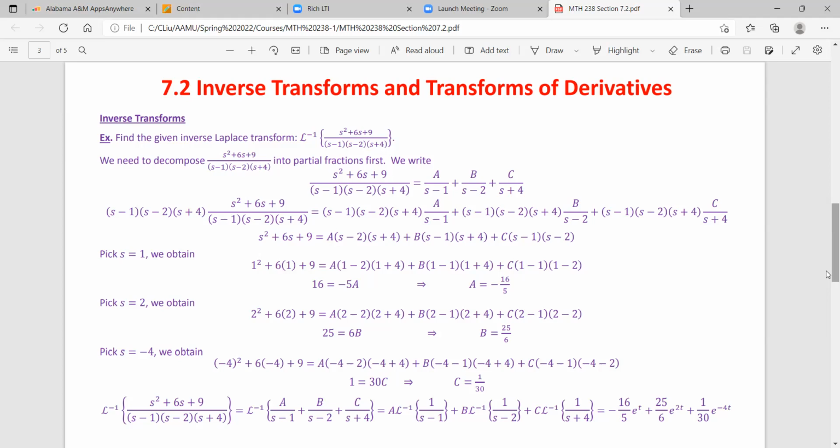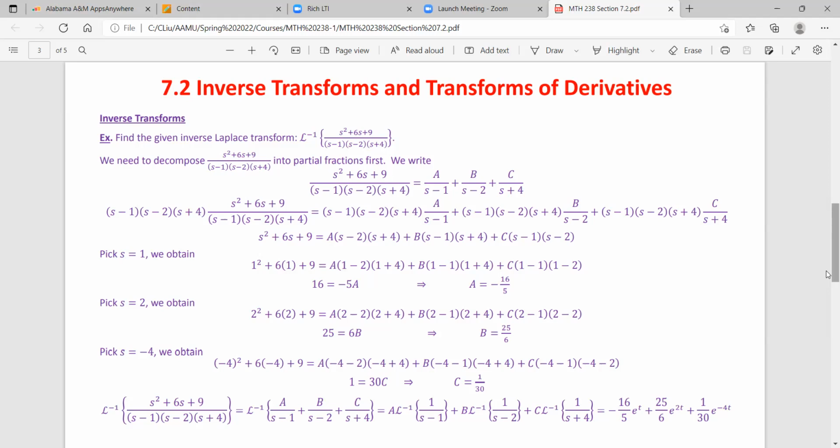So we got the equation: s squared plus 6s plus 9 over s minus 1 times s minus 2 times s plus 4 equals a over s minus 1 plus b over s minus 2 plus c over s plus 4. So we want to solve for a, b, and c. We don't know what they are. Although we know they are constants, we still need to solve for them.